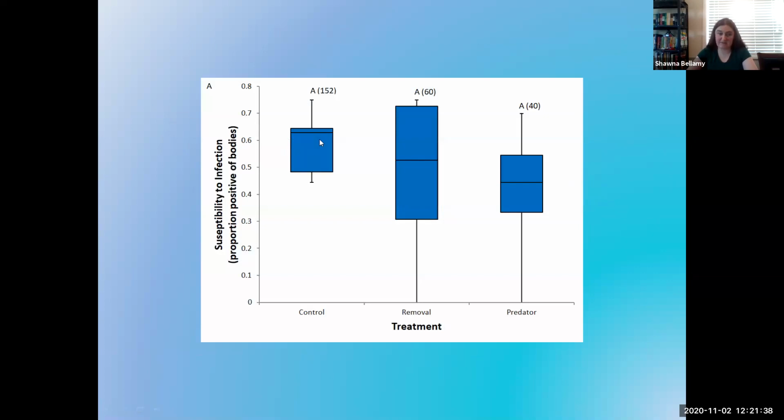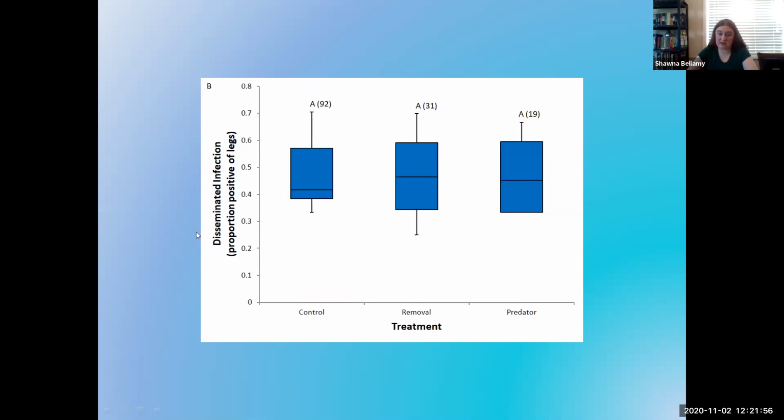There was no significant effect of treatment on the susceptibility of Aedes aegypti to infection with Zika virus. The numbers on the right, again, are the total number of samples tested.